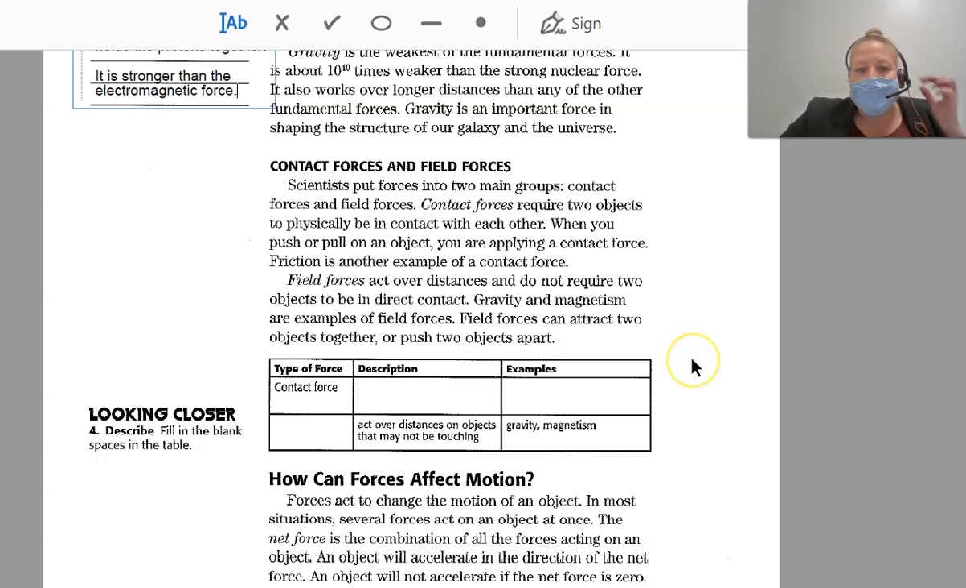Contact forces and field forces. Scientists put forces into two main groups, contact forces and field forces. Contact forces require two objects to physically be in contact with each other. When you push or pull on an object, you are applying a contact force. Friction is another example of a contact force. Field forces act over distances and do not require two objects to be in direct contact. Gravity and magnetism are examples of field forces. Field forces can attract two objects together or push two objects apart.